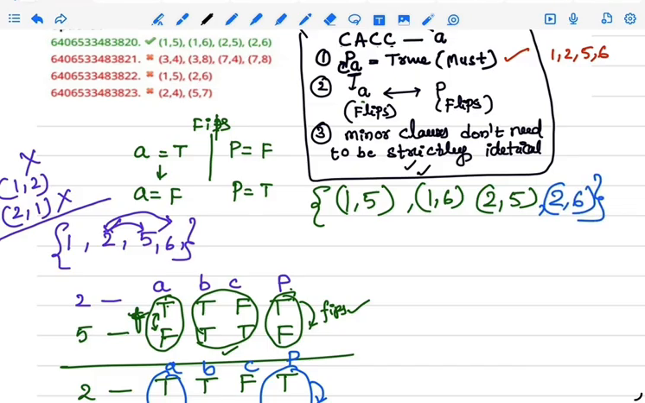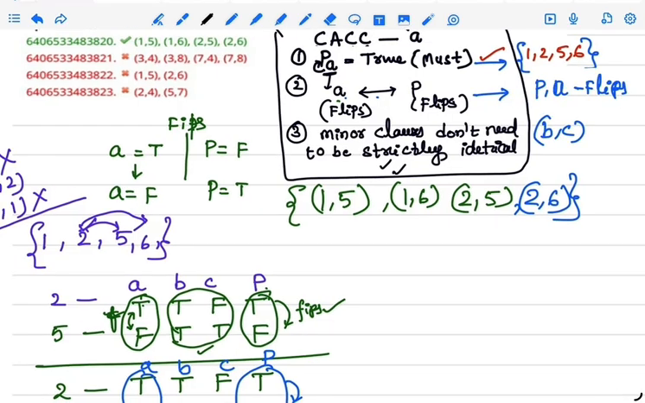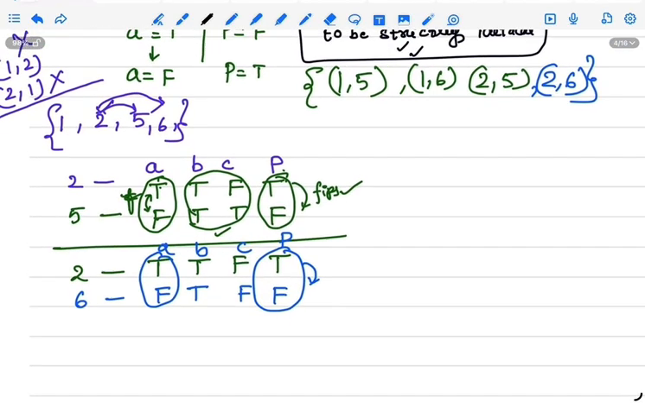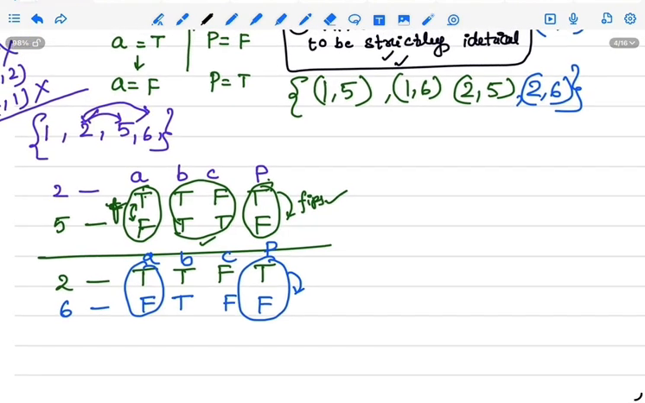So first you consider the PA must be true condition. Next check the A flips. If A flips, P also flips or not. The minor clauses B and C, it does not matter, whatever they are. So next one, only one pair is there.